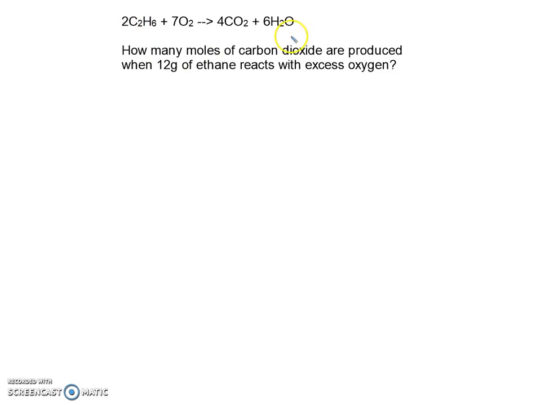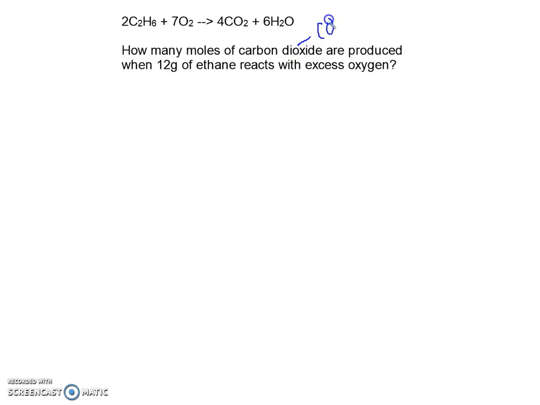Okay, so we've got a reaction here. 2C2H6 plus 7O2 goes to 4CO2 plus 6H2O. So it's already balanced for us. And it's asking how many moles of carbon dioxide are produced when 12 grams of ethane reacts with excess oxygen. Okay, so first thing I'm going to do is annotate.